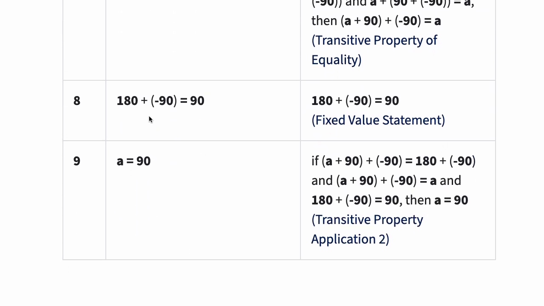In step 8, we use the fixed value statement property to claim that 180 plus negative 90 equals 90. Finally, since a plus 90 plus negative 90 equals 180 plus negative 90, and a plus 90 plus negative 90 equals a, the left side is a, and 180 plus negative 90 equals 90, so the right side is 90. We can conclude that a is equal to 90 using the transitive property.